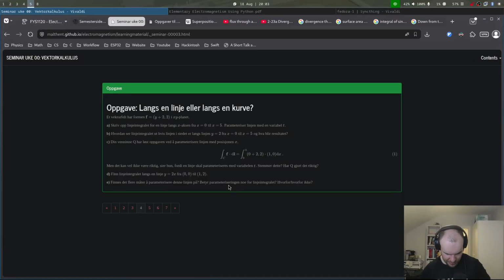Let's see, so we have a vector field F, and F is equal to, I hate writing it like that, so I just write it: y plus 2 in the x hat direction, plus just 2 in the y hat direction. Now the task is to write up the integral for a line alongside the x-axis from 0 to 5, and we should parameterize this line with a variable t.